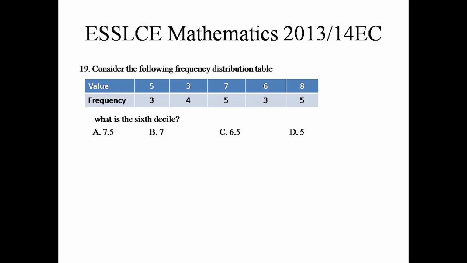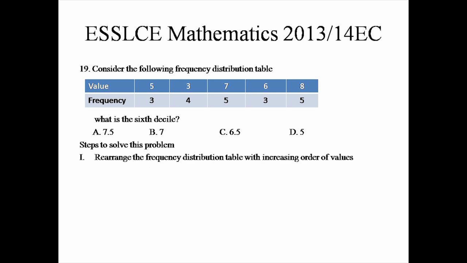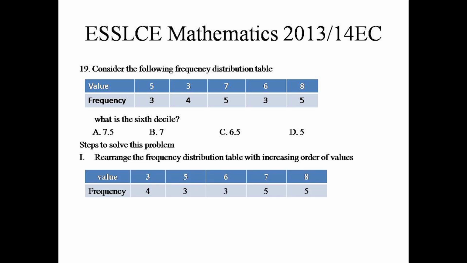Question number 19. Consider the following frequency distribution table. Values: 5, its frequency is 3; 3, its frequency is 4; 7, its frequency is 5; 6, its frequency is 3; and 8 with its frequency 5. Then what is the 6th decile? The following are the steps to solve this problem. Step 1. Rearrange the frequency distribution table in increasing order of values. So the table becomes value 3 with frequency 4, value 5 with frequency 3, value 6 with frequency 3, value 7 with frequency 5, and value 8 with frequency 5.